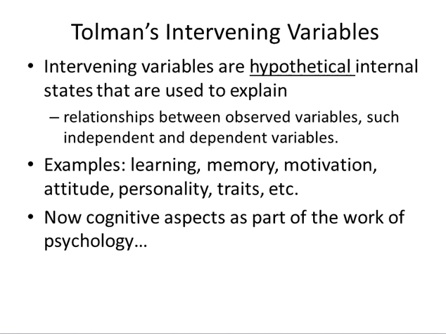The basic idea is this: you have some sort of independent variable, and then something goes on in the organism, an intervening variable that has some sort of impact on the dependent variable. He proposes that these intervening variables are going to be things like learning, memory, motivation, and so on. Things that we cannot truly see. So the hardcore behaviorists would have nothing to do with these things. So now cognitive aspects are part of the work of psychology as Tolman introduces this idea of intervening variables.